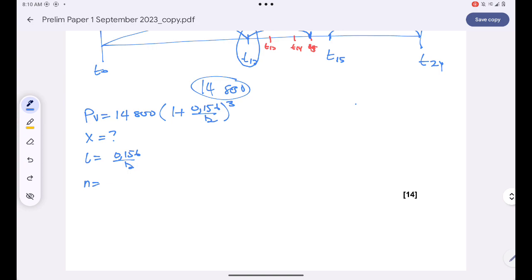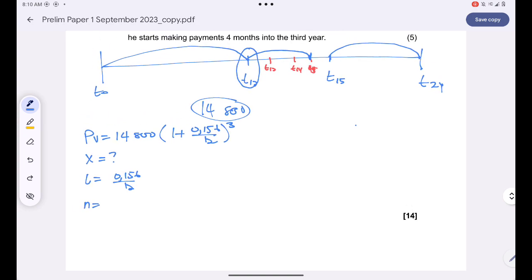And then n, how can I find n, guys? I can simply say 24 minus 15 plus 1. Are you together? Why am I saying plus 1, guys? Because if you just say 24 minus 15, that means you are excluding this payment. Are you together? Because Mr. John will start paying the new installment from the 15th payment over there. Né? So how many payments do we actually have? 24 minus 15 plus 1. We are only left with 10 payments, guys.